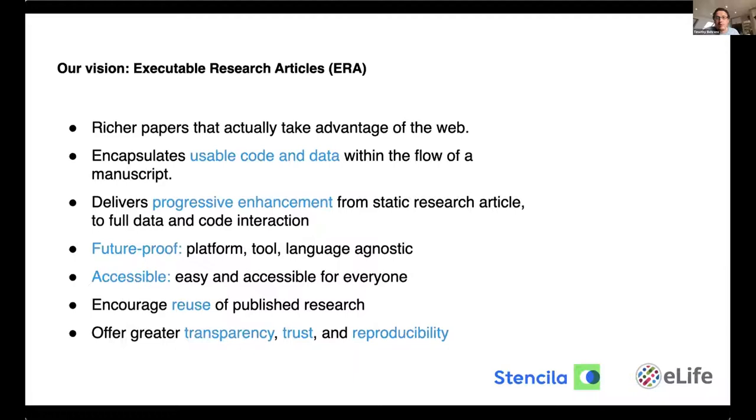Critically, we'll make them future-proof. So just because the coding languages might move to a new version or that kind of stuff, that shouldn't make the articles that we publish defunct. And we want to be able to do this stuff in a way that anybody who knows basic coding can make use of it. And we think that if we can do something like that, articles that really embed data and code, it'll make for much more transparent and trustworthy science. And I'll show you where we are with that now.